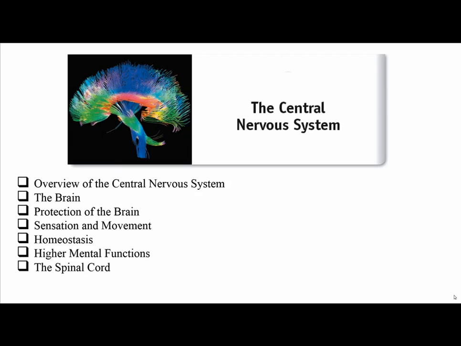In this chapter, we're going to cover the central nervous system. We're going to get an overview of your central nervous system, which consists of two parts, your brain and your spinal cord. In this first portion, we'll really cover the anatomy of the brain. We'll discuss how the brain is protected, and we'll look a little bit at the anatomy in lab. Then for the second portion, we'll cover your sensation and movement, how the brain is responsible for maintaining homeostasis, cover a little bit of the higher mental functions, and then end with a look at your spinal cord.